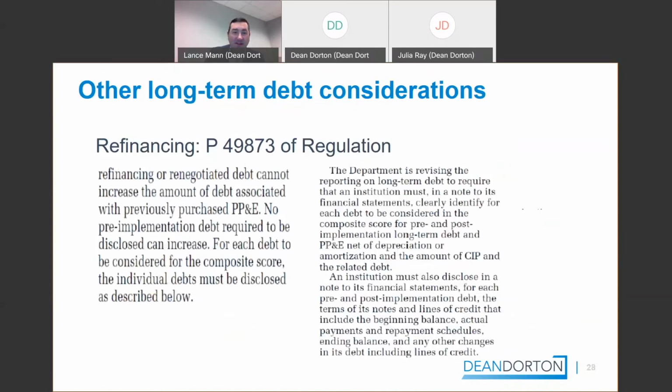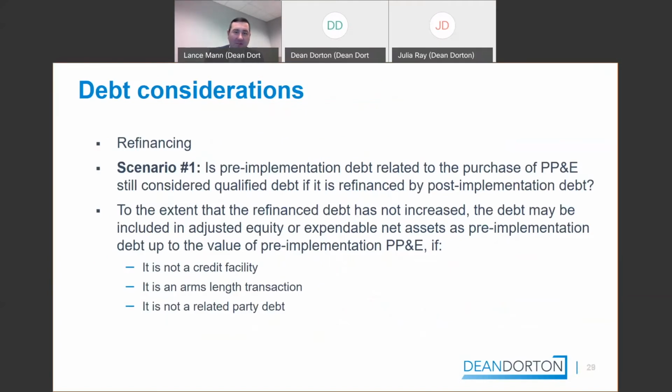So other long-term debt considerations. What about refinanced or renegotiated debt? We've got an example about that right here. Is pre-implementation debt related to the purchase of PP&E still qualified? There's a lot of people who refinanced their debt in 2020. Interest rates were low. It was a good year to do it.